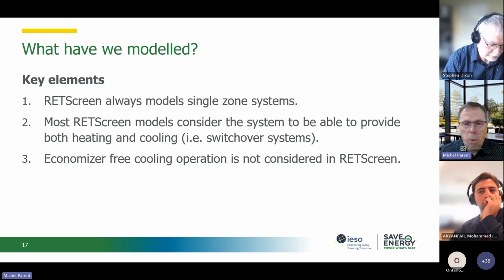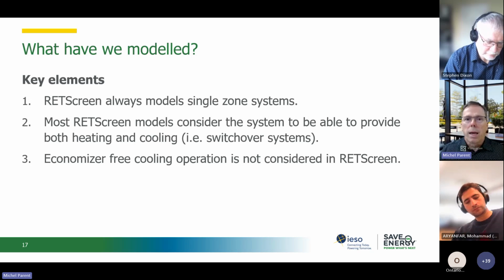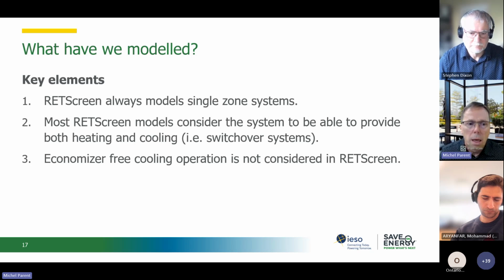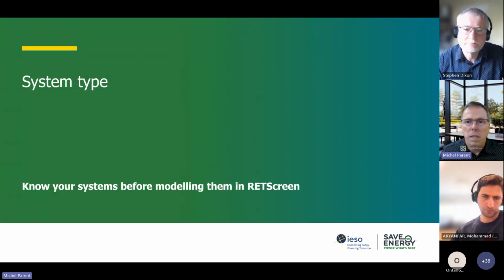And you might be wondering, where am I going with this? You'll see in the next slide. It is quite important to know your system. So RETScreen, in the configuration that Stephen has shown us, is modeling a single zone rooftop unit, so a switchover system. A little warning is that the actual economizer operation is not considered, and it's not a big deal, but you should know that the free cooling aspect is not explicitly modeled in RETScreen.